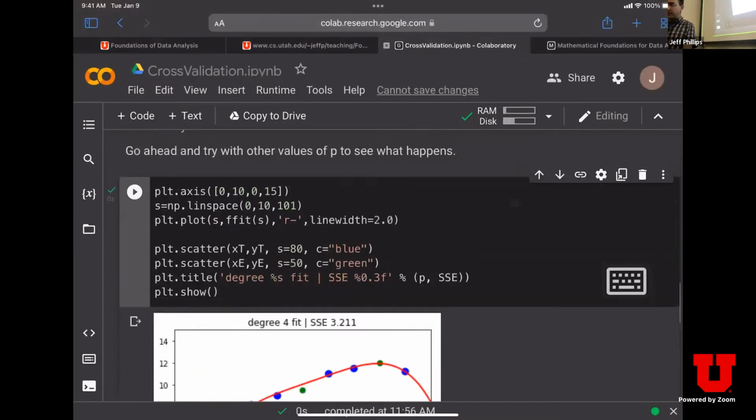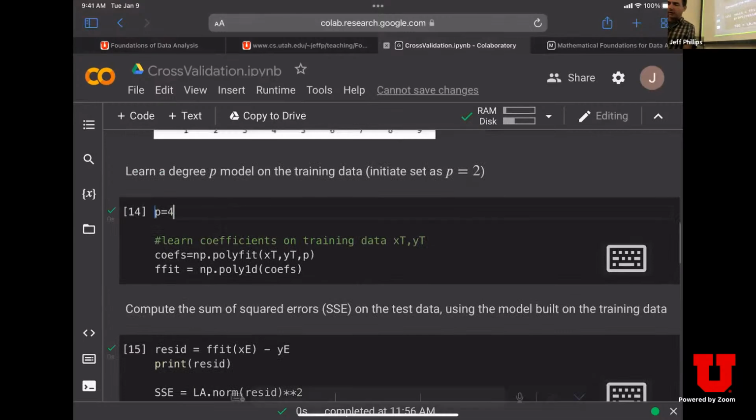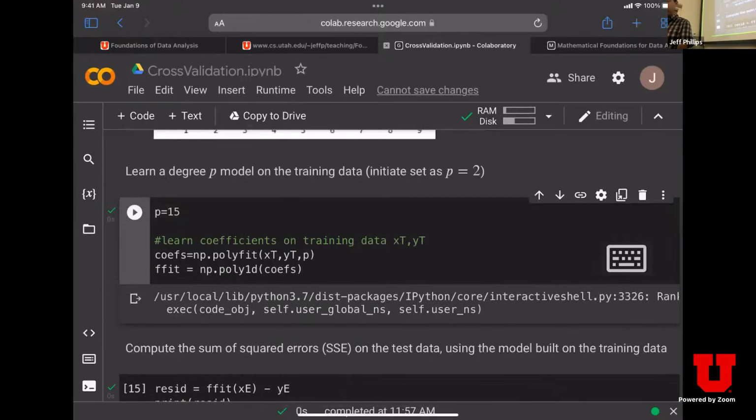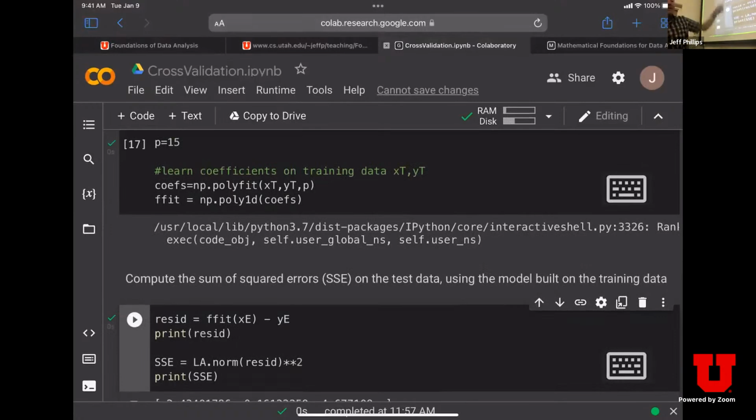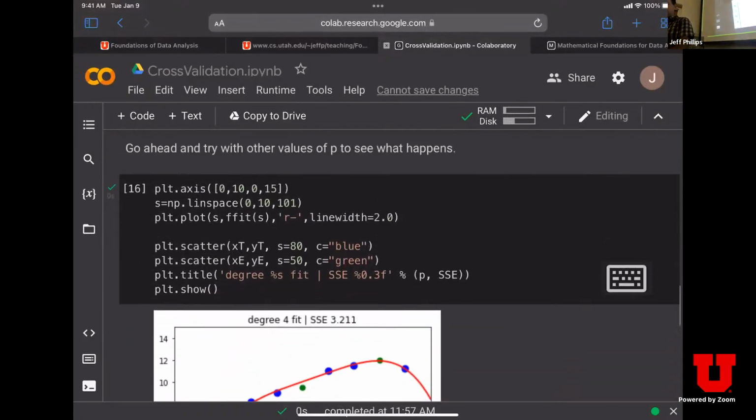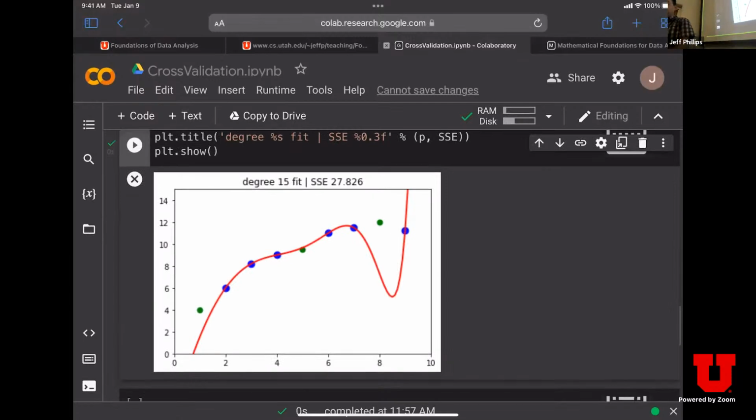Let's try a larger degree polynomial. What should I try? 8? What? 15. Well, okay. You guys are the boss, so let's try it. It gave some error here. Look, it went through the blue data perfectly, but it completely avoided that green one up there. That was probably not a good choice, right?